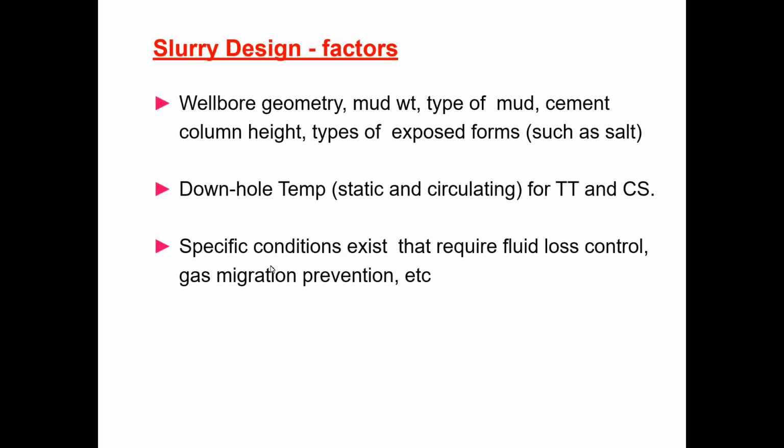Okay. So downhole static and circulating temperature for TT and compressive strength. TT means thickening time and CS is compressive strength. Thickening time is the time for as long as you can displace it. Some countries consider 70 BC, where BC is the Bearden unit of consistency. And in India, we consider 100 BC. Whereas when you design a cement slurry, there is hardly any time gap between 70 and 100 BC. Within maybe 1 or 2 minutes, you attain 70 and then 100.